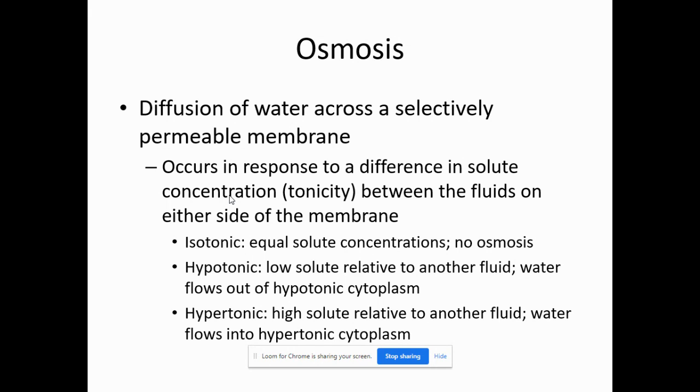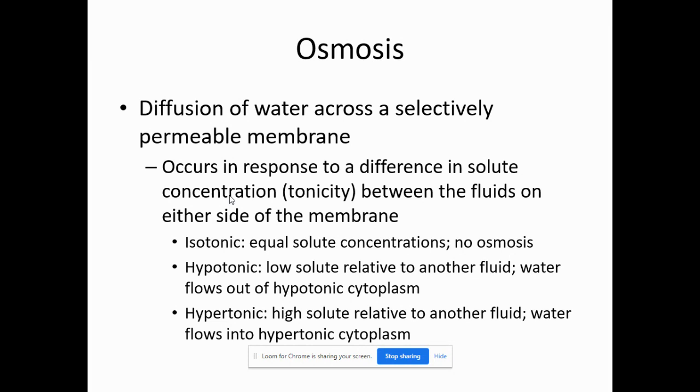Osmosis occurs in response to a difference in solute concentration. And remember, the solute is what's dissolved in water. Osmosis will occur in response to changes in solute concentrations, or tonicity, between the fluids on either side of the membrane. There are three terms that you really want to pay attention to.